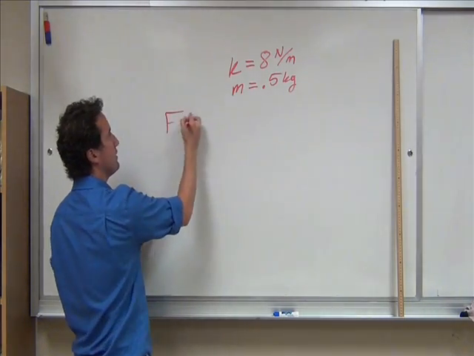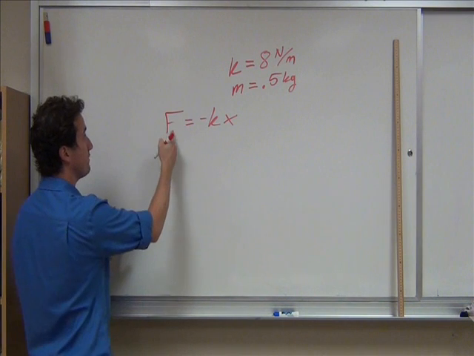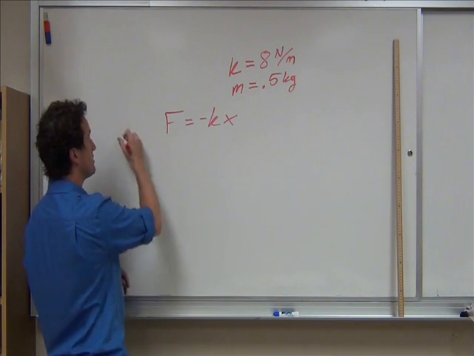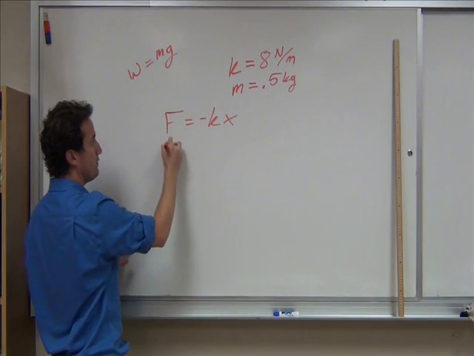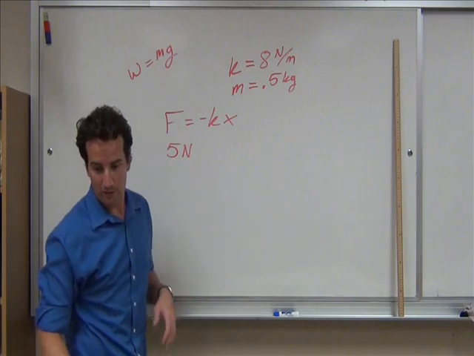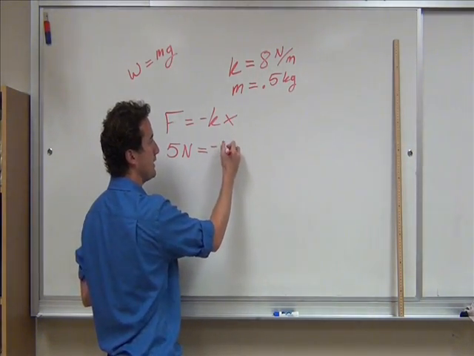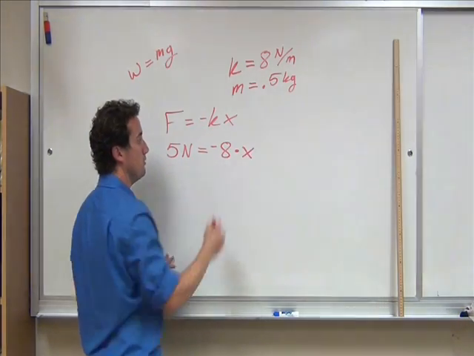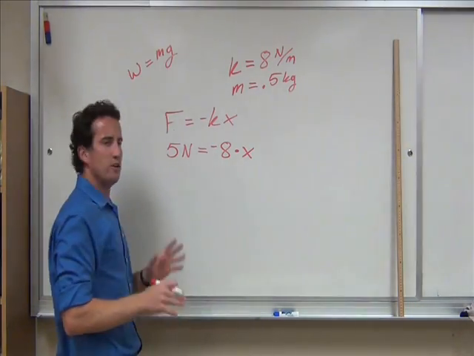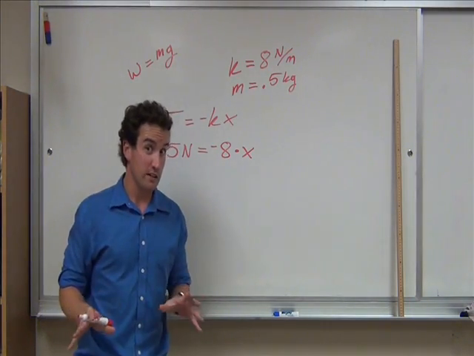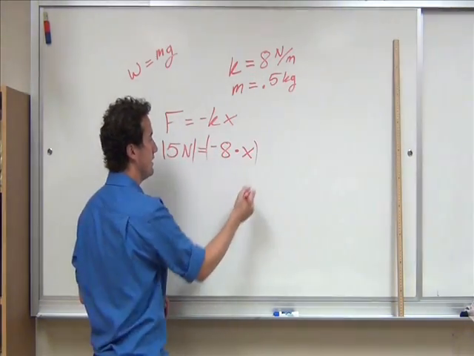Using F equals negative kx, you might come to the decision that the force is the weight, so that's W equals mg. The force hanging down is 5 newtons, the weight of the ½ kilogram. And that spring constant being 8, and x we don't know, negative. You can always take the absolute value of both sides of an equation and ignore the negative. Completely ignore it and take the absolute value of both sides.